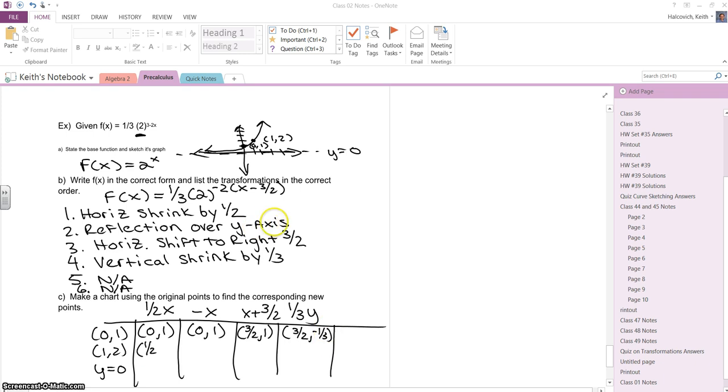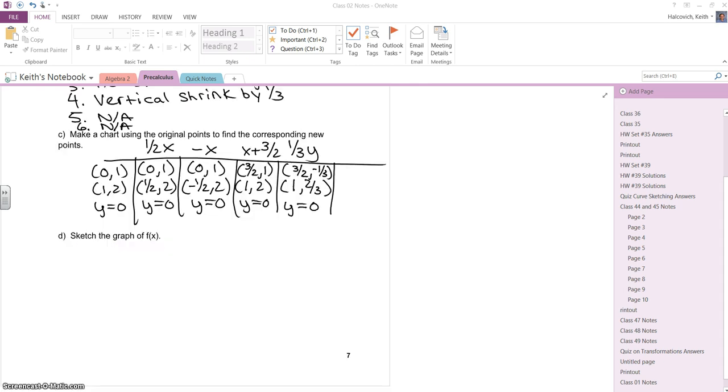1/2 of 1 is 1/2. Then you have negative 1/2. Negative 1/2 plus 3/2 gives us positive 1. And then 2 times 1/3 is 2/3. And then for this, remember, since these are done to the x, it's not going to affect y equals 0. And 1/3 times 0 is still 0. So that is your horizontal asymptote. So now we're going to sketch the graph.